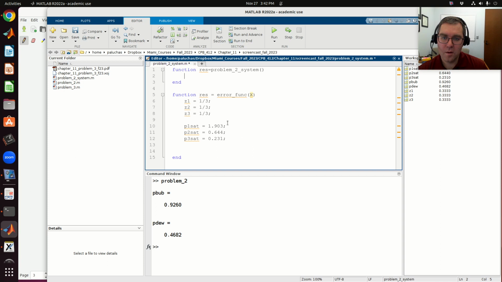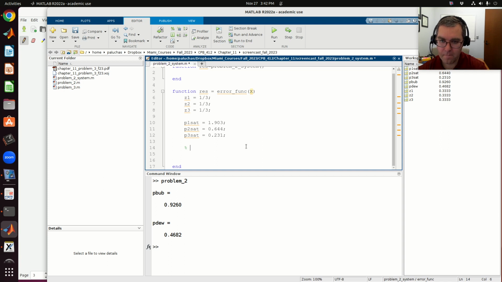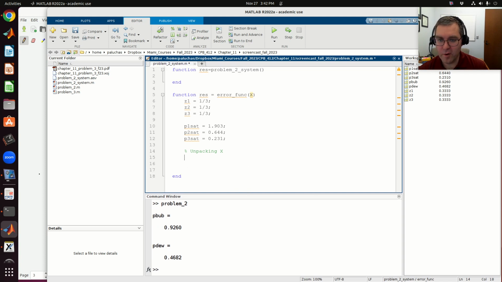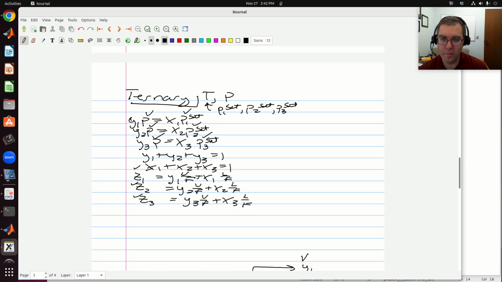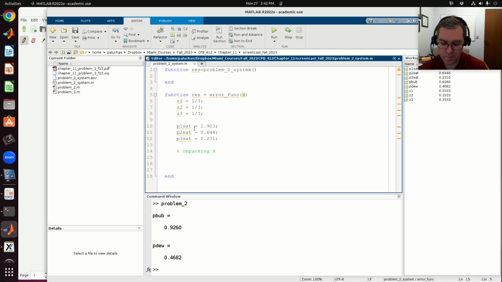All right. So what I'm going to do is x. That's going to be my variables that I'm trying to solve for. So I'm going to unpack x. I just want to get this in terms of variable names which are in line with what I'm going to have in my equations. So I'm going to have y1, y2, y3, x1, x2, x3, v over f, and L over f. So y1, I'll just make the first element of x. And this is just going to make it easier when I set up my equations. y2 is going to be my second element. y3 will be my third element.